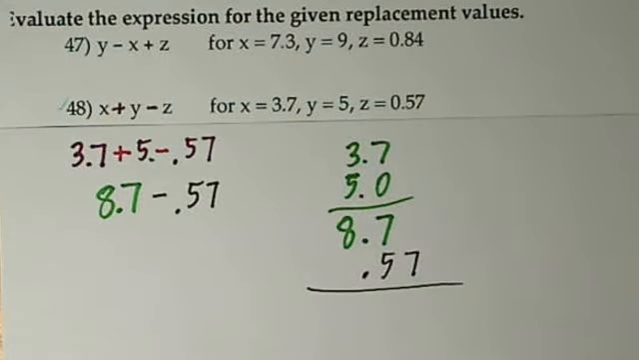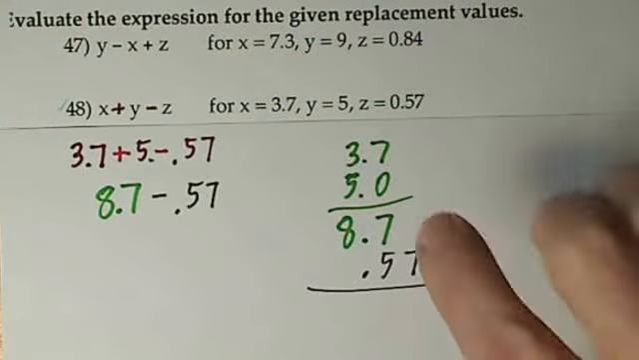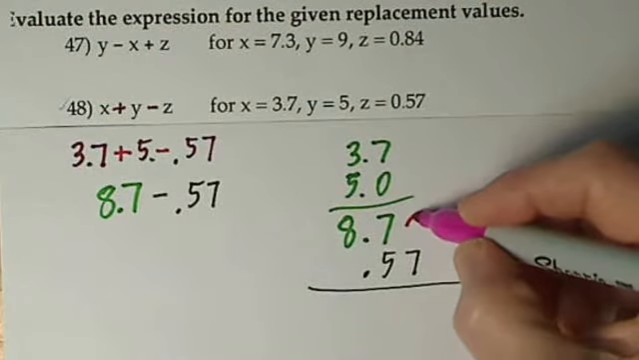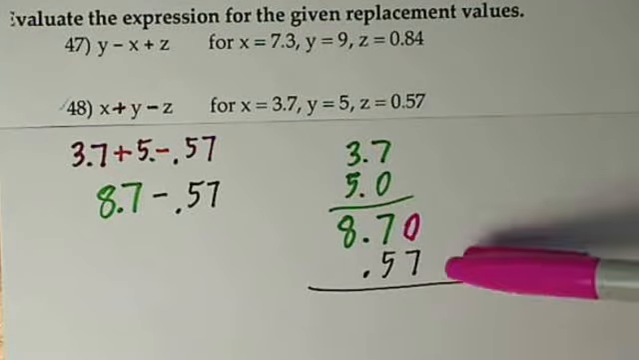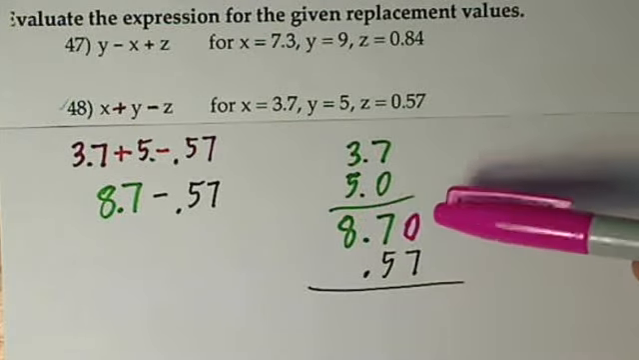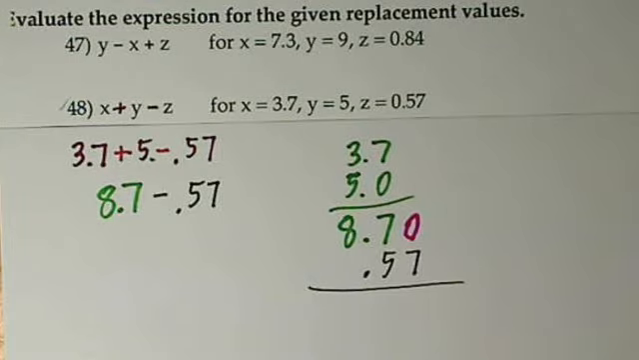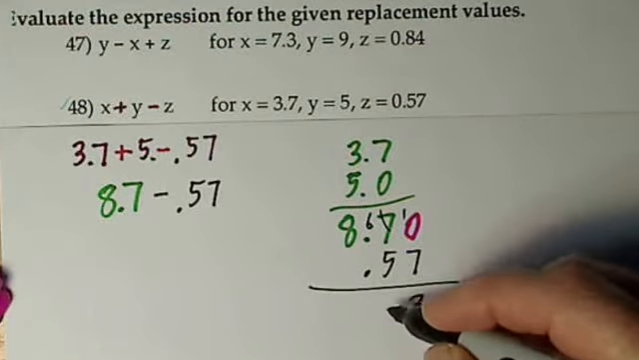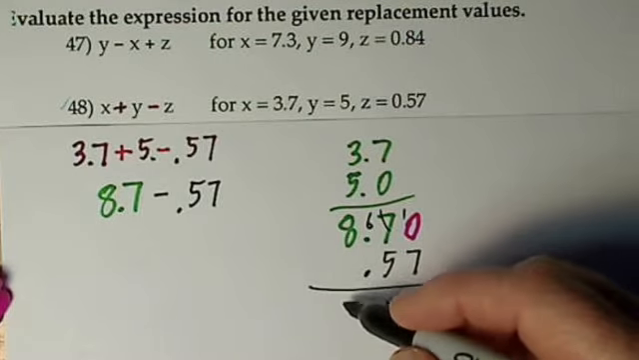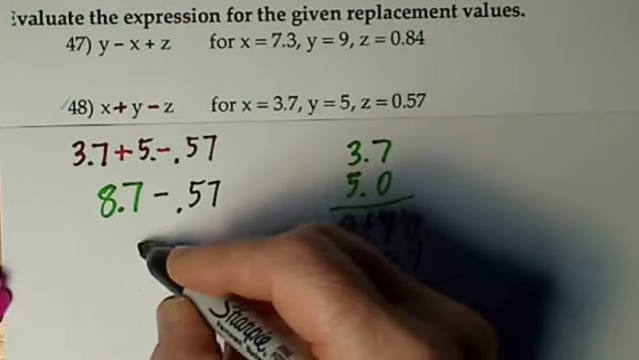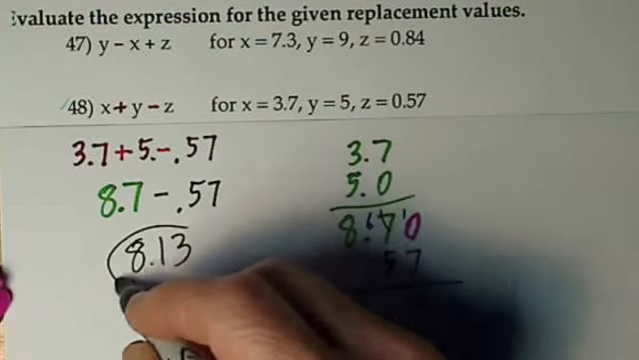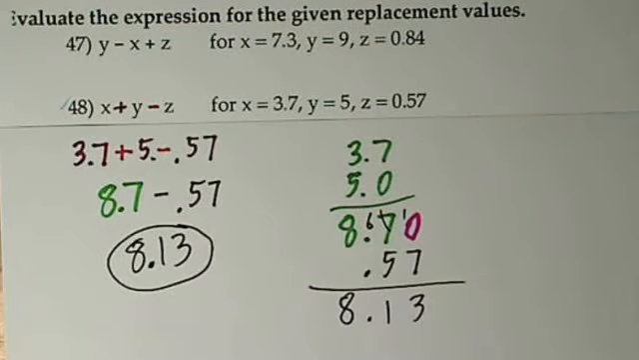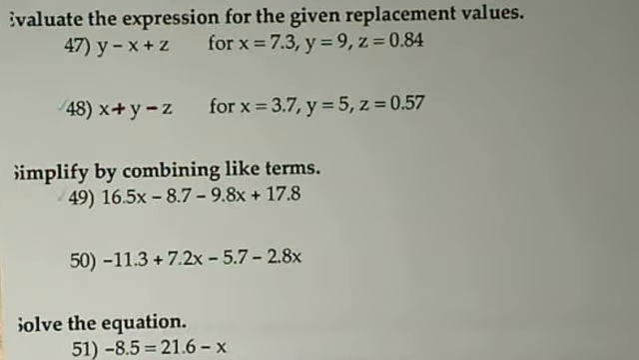Okay. And I can't subtract 7 from air. So I'll need a 0. Notice I didn't change the value of 8.7. Okay, I could add zeros all day long. It's still basically 8.7. And now I can borrow from the 7. And that's 8. So we end up with that decimal real clear. That takes care of 48. Let's take a look at 49.